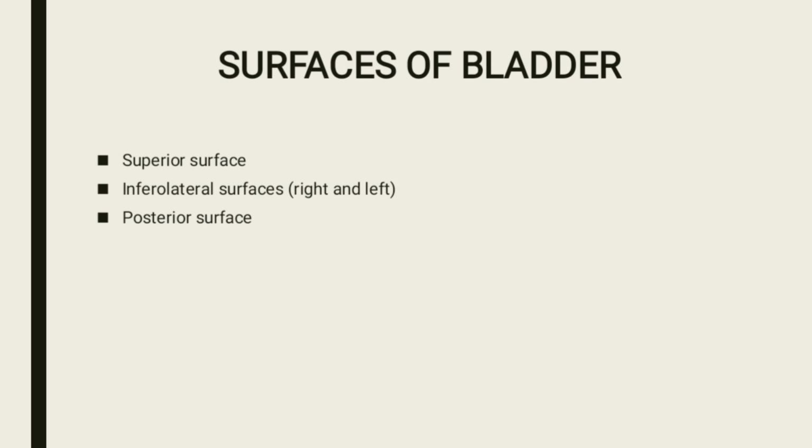Then we will start with the surfaces of the bladder. The bladder has three main surfaces. The superior surface of the bladder is covered by the peritoneum. The inferolateral surfaces are related to the pelvic floor muscles, and the posterior surface lies against pelvic structures such as the rectum in males and the vagina in females.